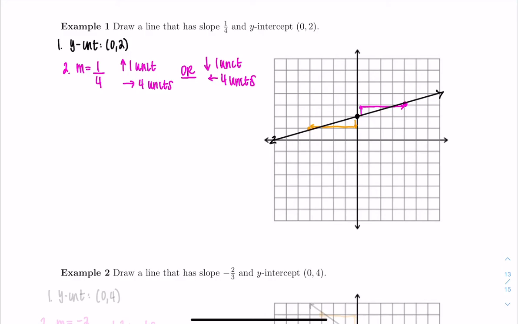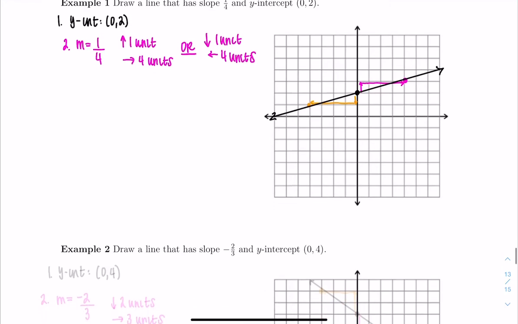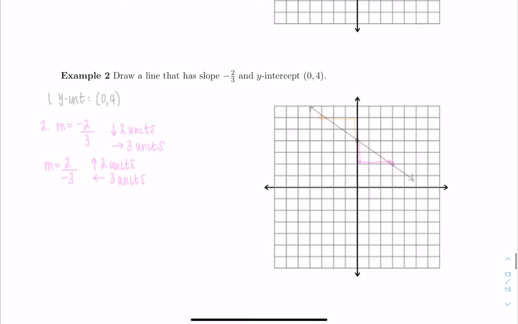So let's draw a line that has a slope of -2/3 and a y-intercept of (0, 4). So again, the first step is always to do the y-intercept, which is (0, 4). So let's go ahead and plot that point. And then we talk about the slope. So the slope is -2/3.